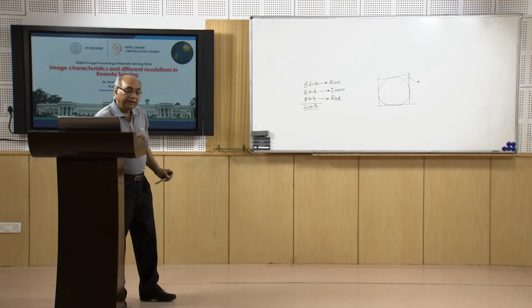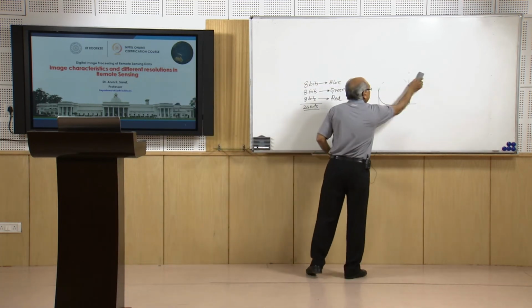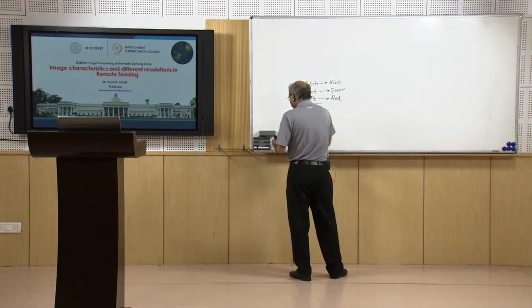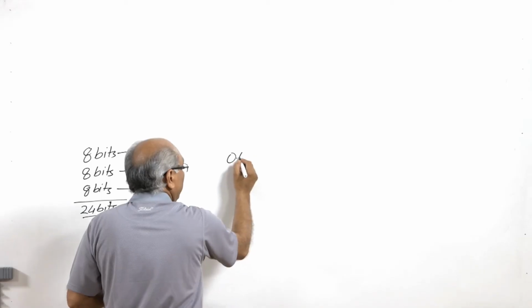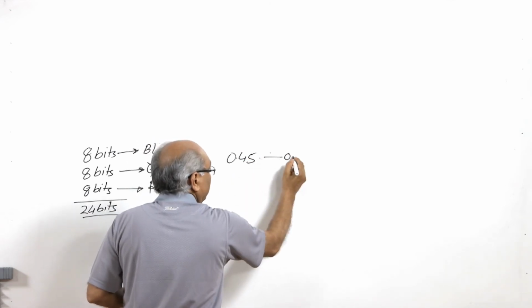Now in earlier cases, I am giving the example of Landsat MSS, where the bands were 0.45 to 0.55.